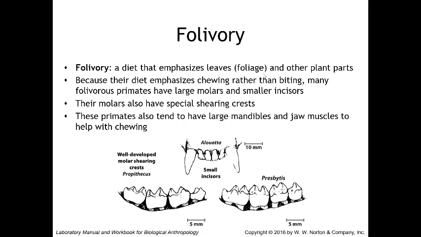Their molars will also have special shearing crests, right? When folivorous primates chew, those shearing crests of their top molars will work with the shearing crests of their bottom molars. And what they do is they work together to shred the fibrous plant material.